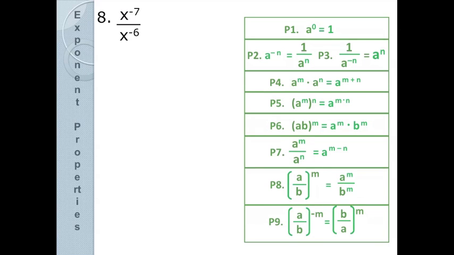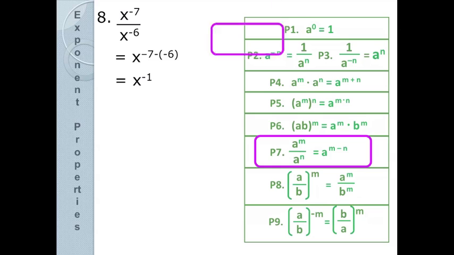Example number 8. I have x to the negative 7th over x to the negative 6th. You could start with property number 2 and 3 to simplify the negative exponents. However, I'm going to start with property number 7 that says when I have like bases, I can subtract the exponents. So negative 7 minus a negative 6. Be careful and add the opposite. This gives you negative 7 plus a positive 6, which is negative 1.